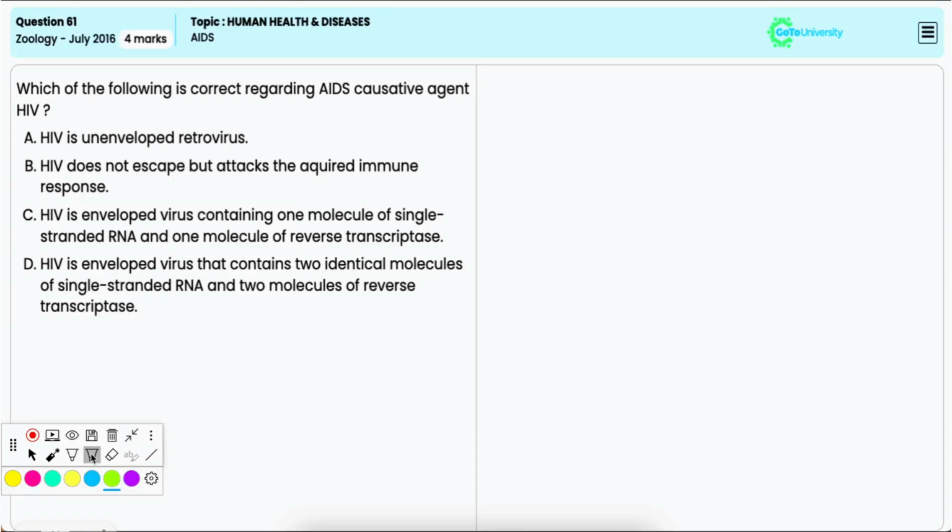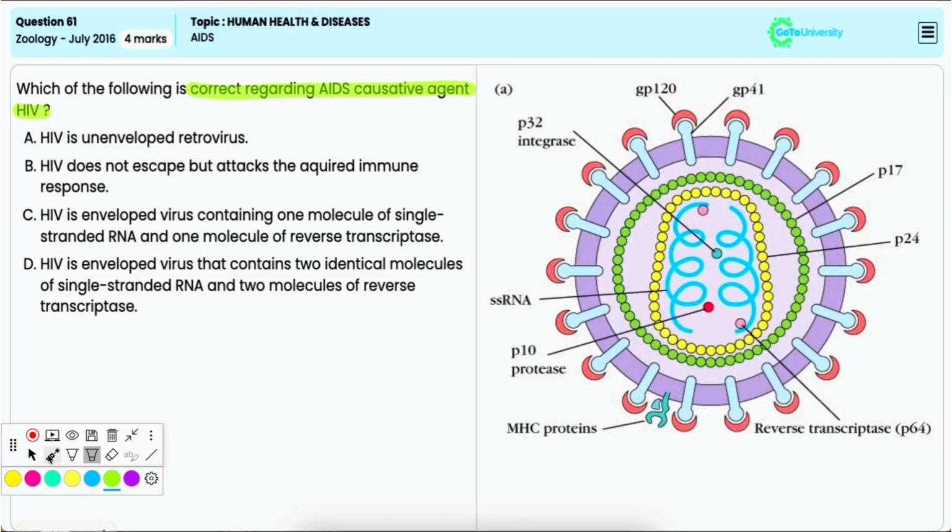In this question, you have to identify the correct statement regarding AIDS causative agent HIV. Option A, HIV is unenveloped retrovirus. It is incorrect because HIV, that is human immunodeficiency virus, is an enveloped virus.